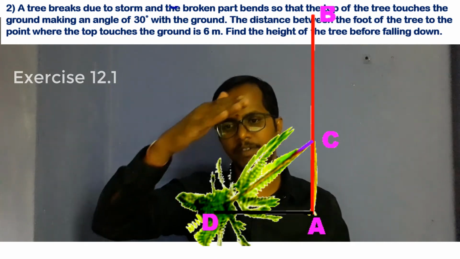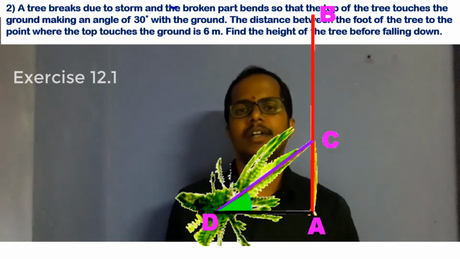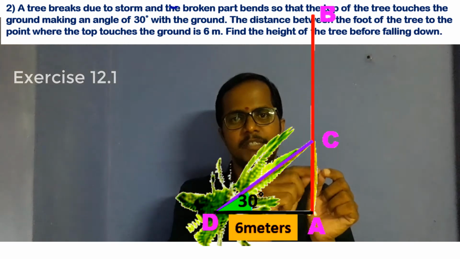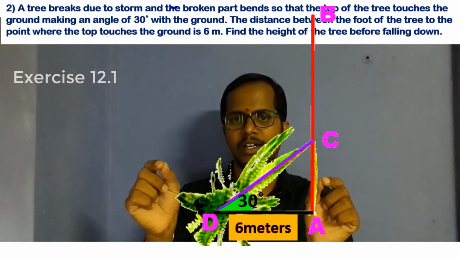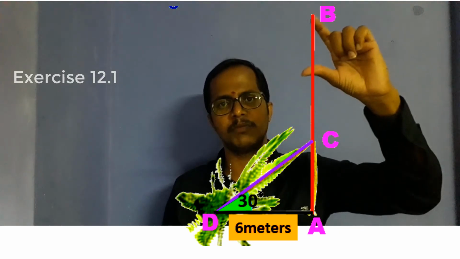Now the top of the broken part of the tree is making a 30 degrees angle with the ground. And it is also given that the distance between the foot of the tree to the top of the broken part is 6 meters. If we observe, AB is the total height of the tree, where AC and CB are the two parts of the tree.